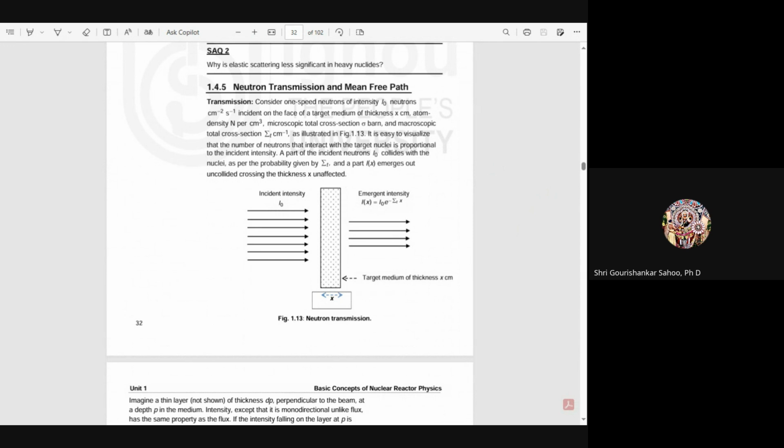Then neutron transmission and mean free path. Incident intensity having I0 and emergent intensity having I0 e to the power minus sigma T x, and the target medium having thickness x, as shown in the picture.